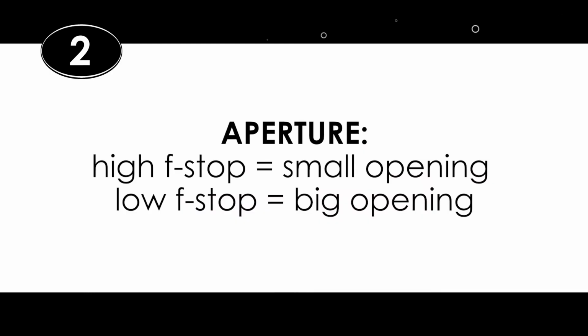So the aperture or opening of your camera lens is kind of like an iris. And how big this opening is measured by something called f-stop. High f-stop, small opening. Low f-stop, big opening. I know it sounds like it should be opposite, but that's just how it is.